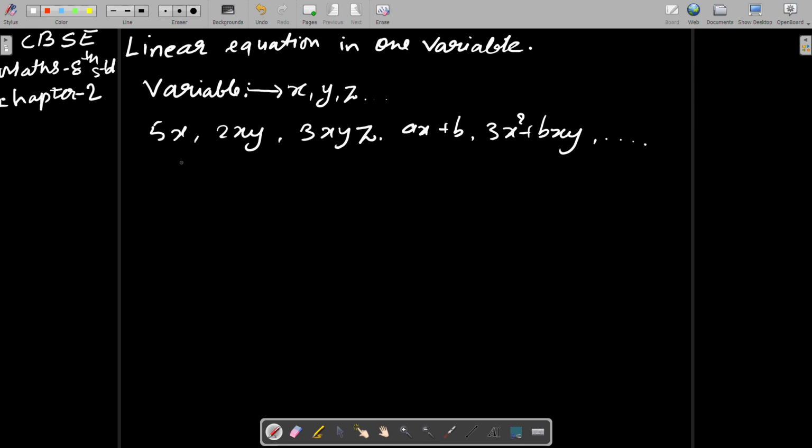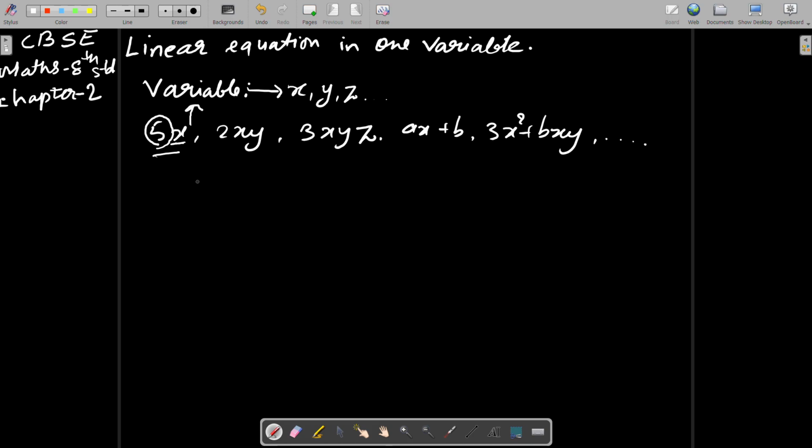Now here what we are saying is that every number is associated with one letter, and that letter is nothing but your variable. So 5x, what is the value of this 5x? We don't know. If you substitute x is equal to 1, then this will be 5. If you substitute x is equal to 2, then it will be 5 into 2, which is 10. Like that, the value goes on changing based on what value you substitute in place of x. That is how the variable holds a role in the equation.